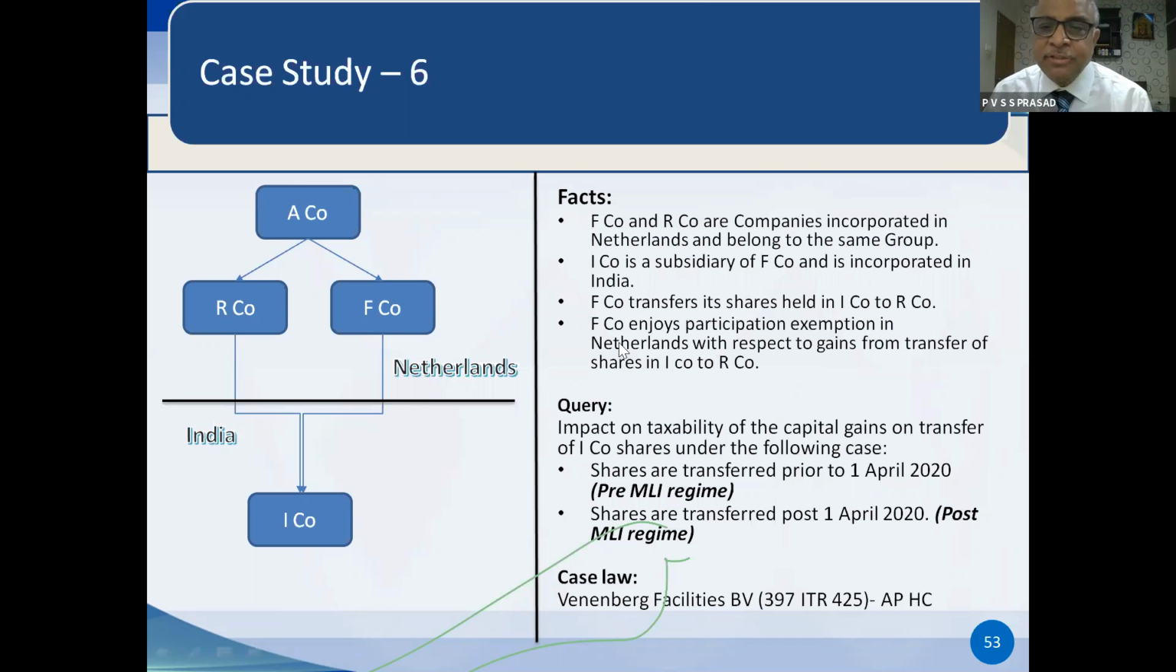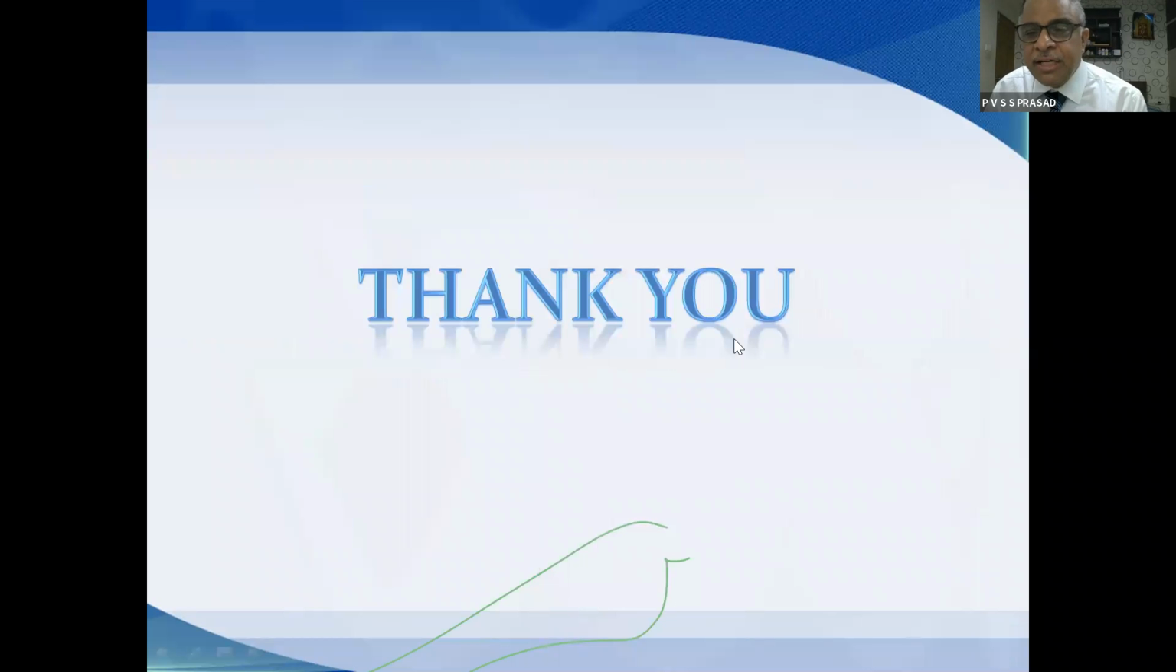This is how, friends, I thought I would explain the MLI provisions in a very simple manner without confusing you. And this is what I wanted to bring in this session. I'm very thankful and I would be happy to deal with some of the questions.